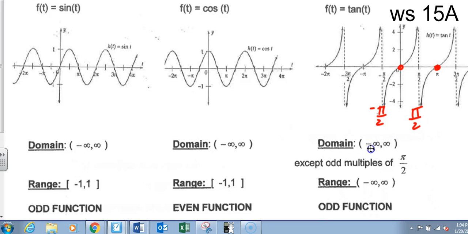Its domain is all real numbers except, is this correct? The odd multiples of pi over 2 don't work? 1 pi over 2, 3 pi over 2, 5 pi over 2, that's where the asymptotes are, right? Negative 1, negative 3, negative 5. Okay, there's a couple typos on this worksheet. We'll see if we can catch them.